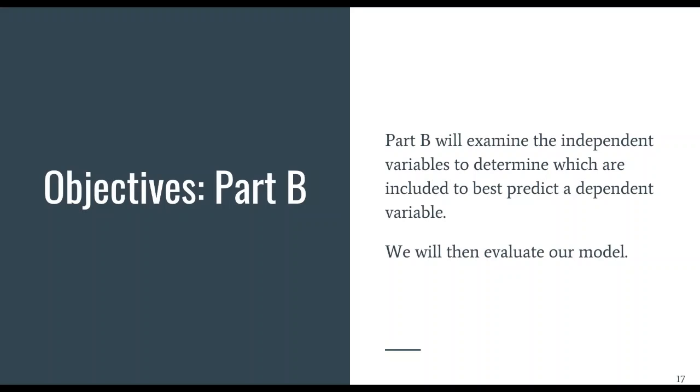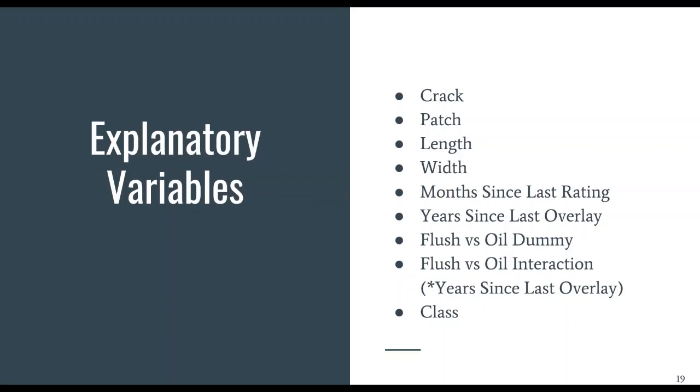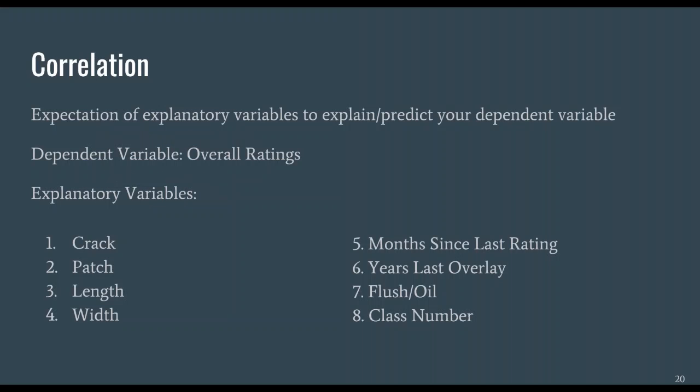So for part B, we will examine the independent variables to determine which are included as the predictors of the dependent variable. We will then evaluate our model. Our dependent variable is overall rating, and we have 8 explanatory variables. We will just examine the correlation between the explanatory variables and our dependent variable.